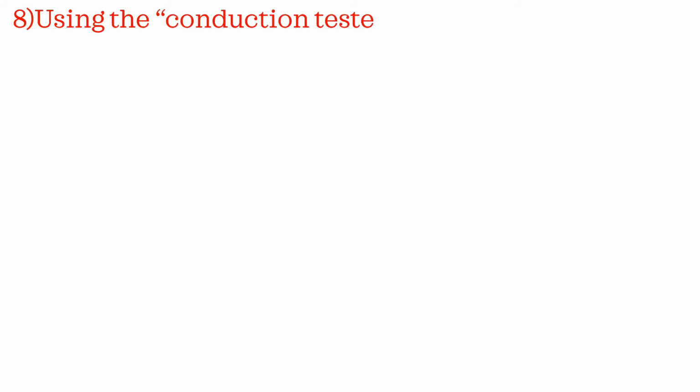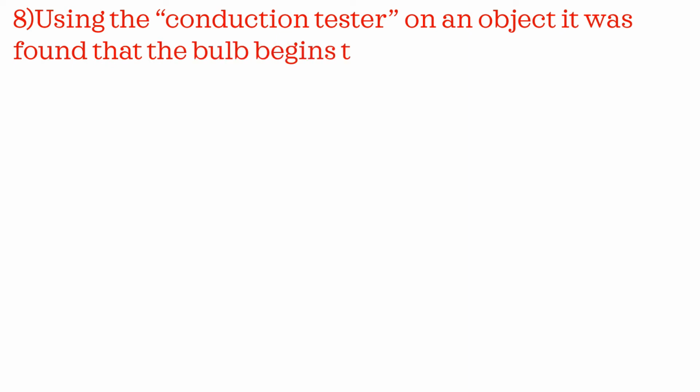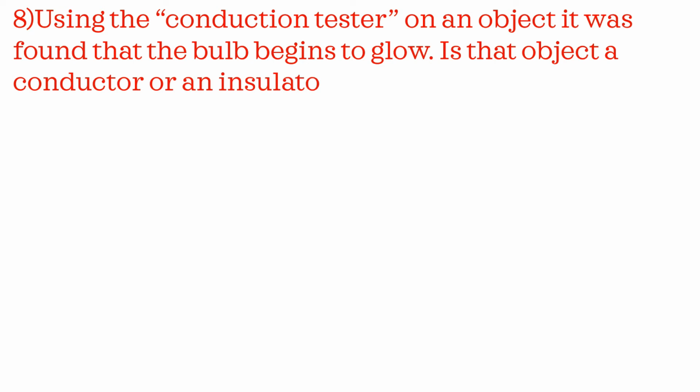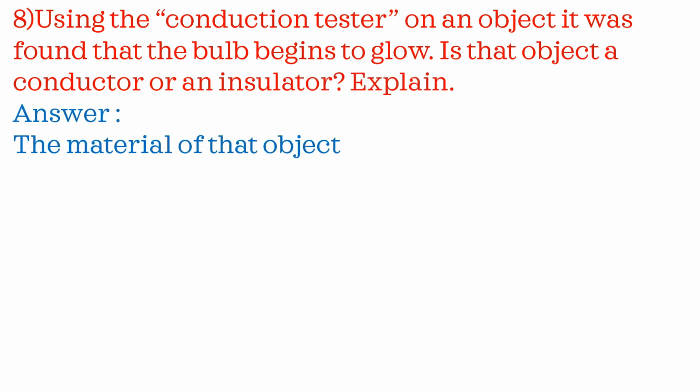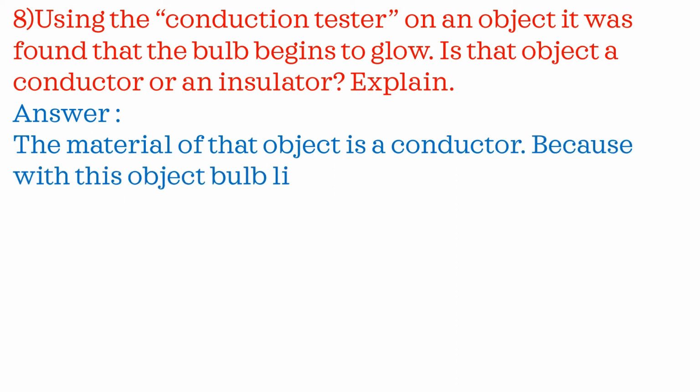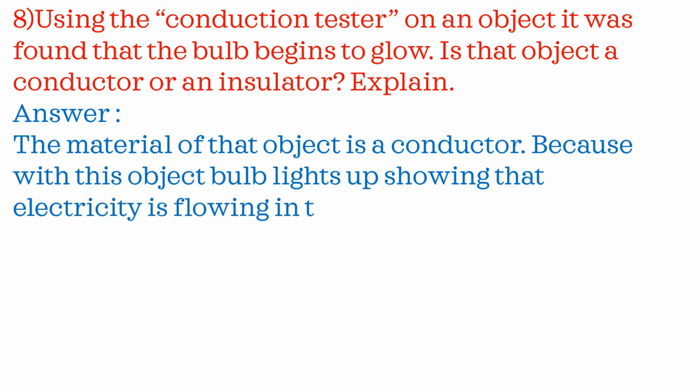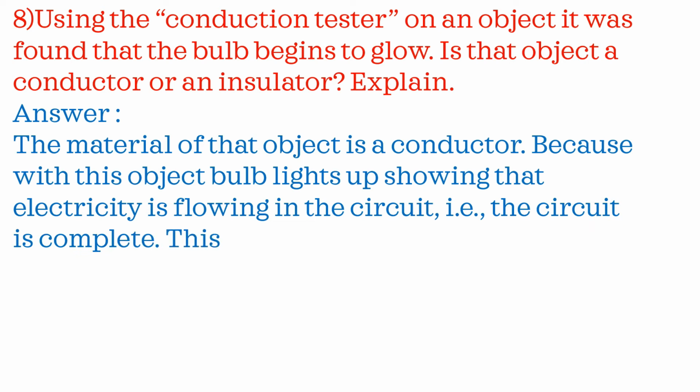Using the conduction tester on an object, it was found that the bulb begins to glow. Is that object a conductor or insulator? Explain. The material of that object is a conductor, because with this object the bulb lights up, showing that electricity is flowing in the circuit. That is, the circuit is complete.